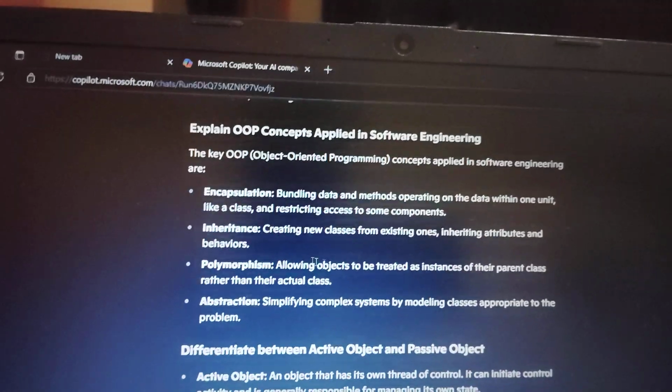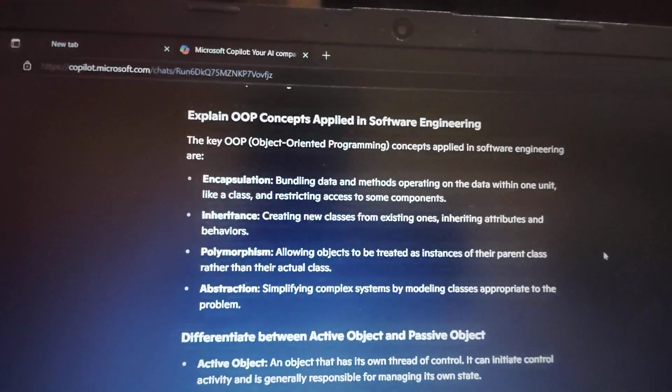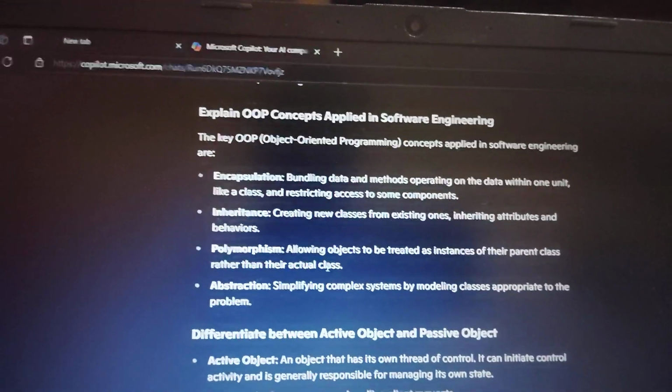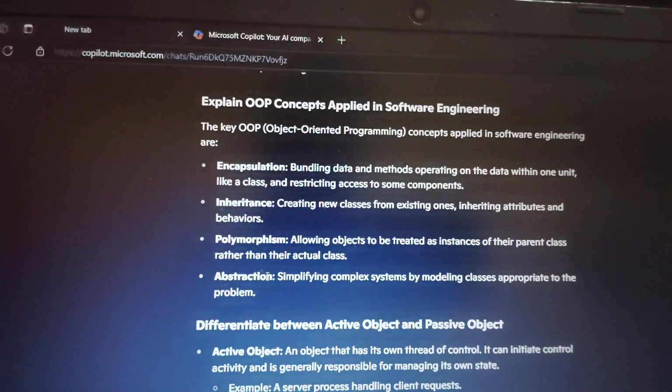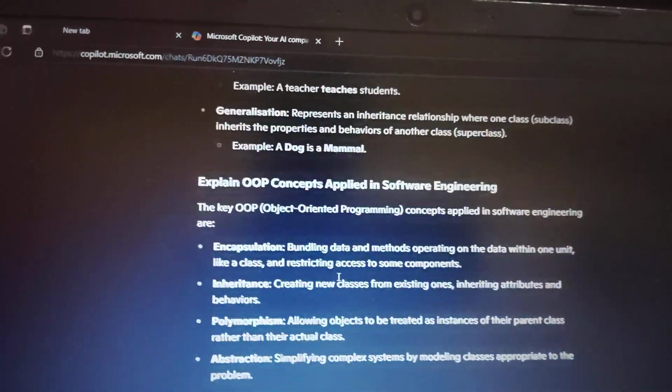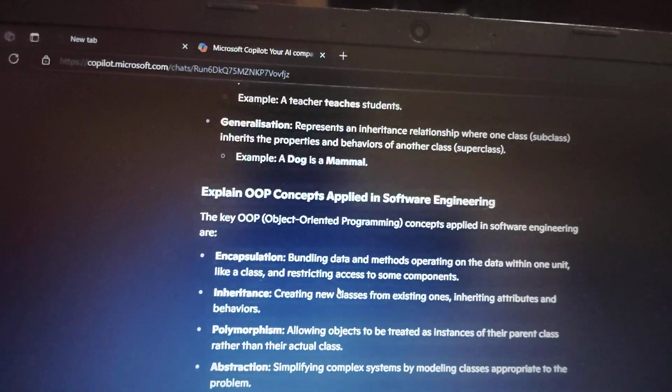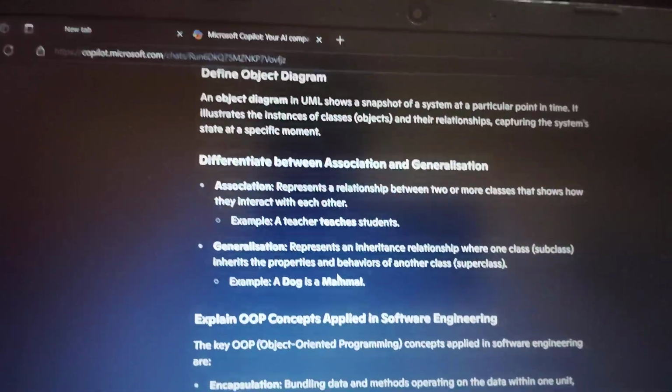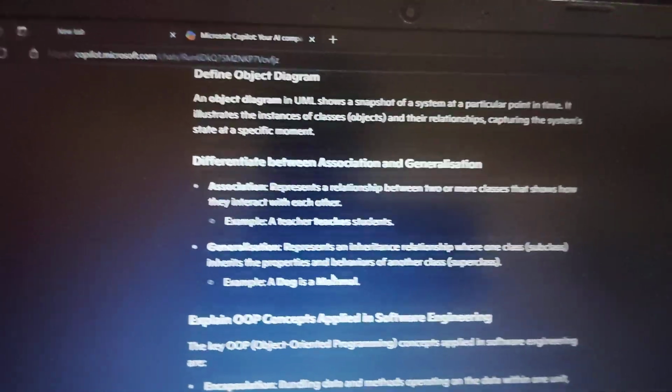Polymorphism: poly means many forms, allowing objects to be treated as instances of their parent class rather than their actual ones. Abstraction means simplifying a complex system into a simple one. That's it. No need to take an extra burden. In general, you need to learn all these concepts of software engineering.